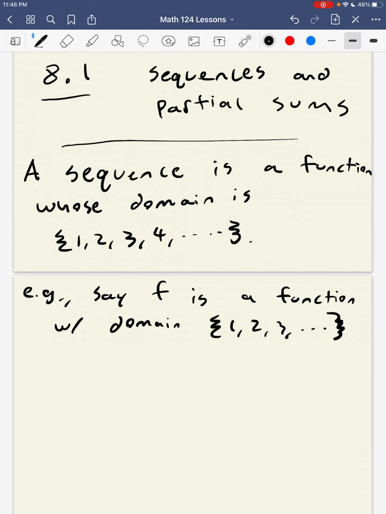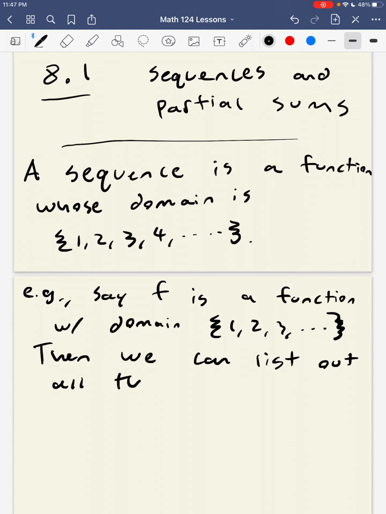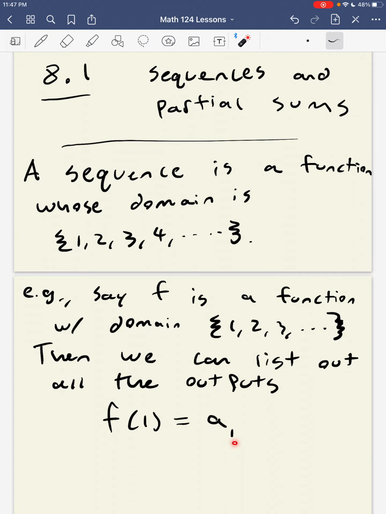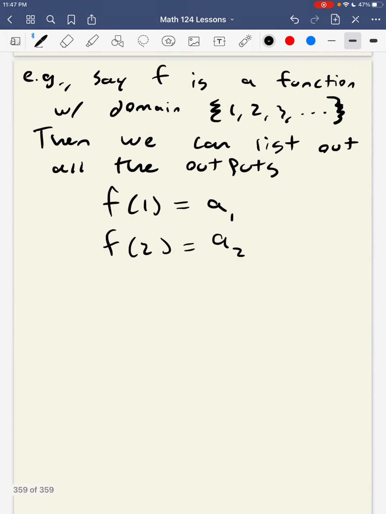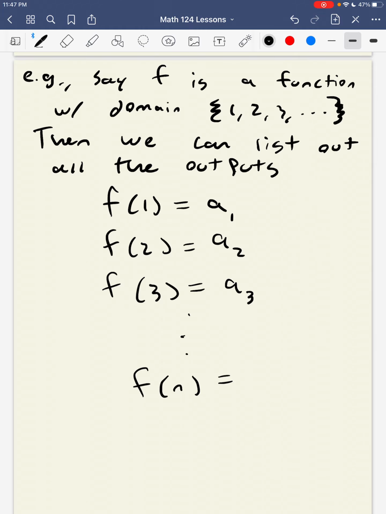Then we can list out all of the outputs, right? Or in other words, we can plug in 1 to the function, and that will equal some number. Let's call it a sub 1. That is a with a subscript of 1. We could plug in the number 2. That will spit out some other number, call it a sub 2. We could plug in a 3. Right, and we can continue. If we plug in n, it will spit out a sub n, and so on.